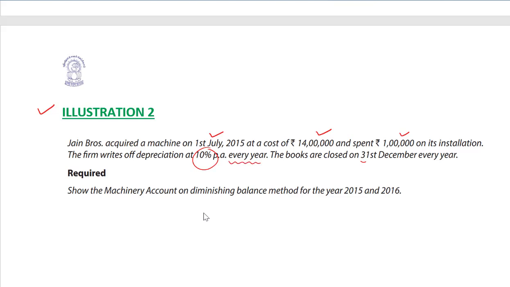The books are closed on 31st December every year. That means the accounting period is 1st of January to 31st of December every year. I believe you understood. Required, show the machinery account on diminishing balance method for the year 2015 and 16. I believe it is clear to all of you. Let us continue now.